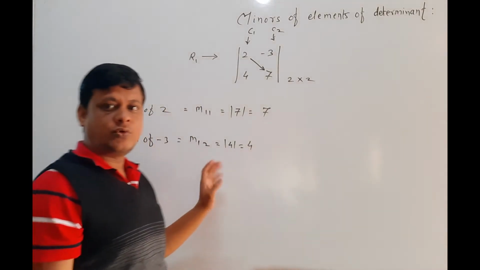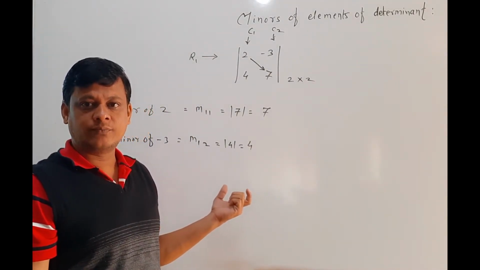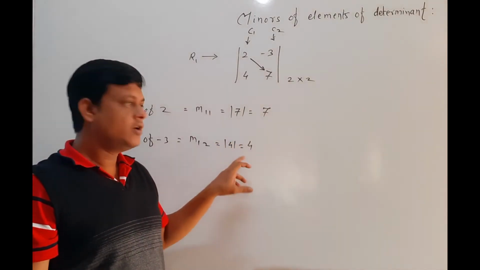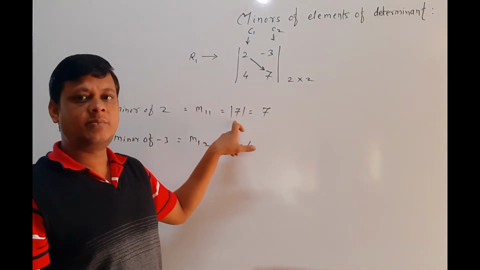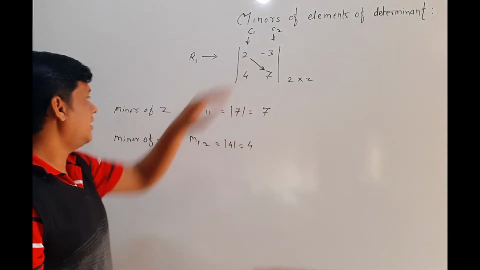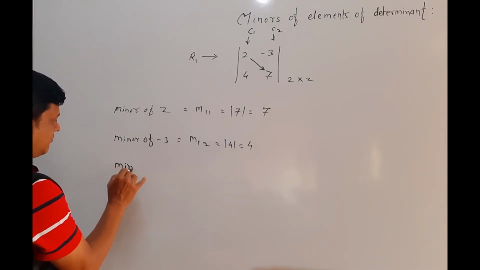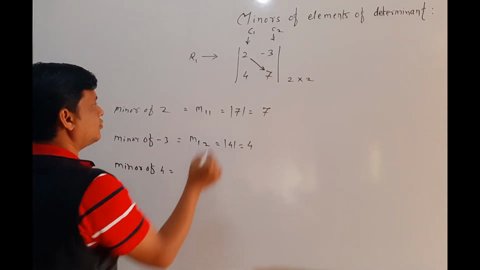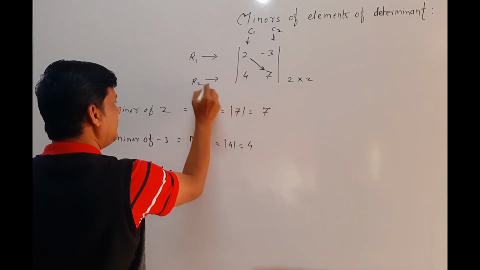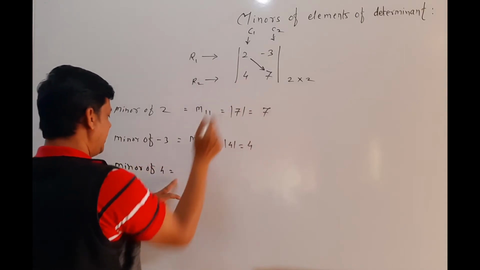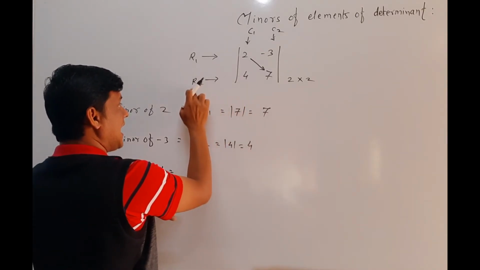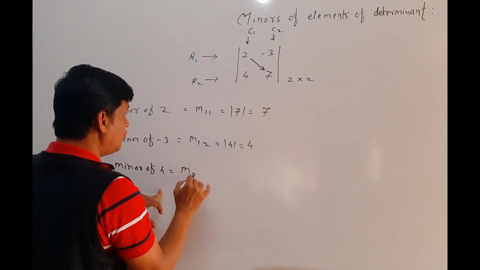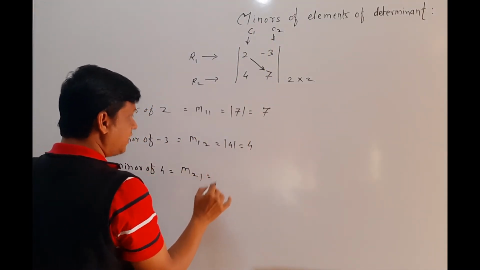So don't confuse the determinant with the absolute value. Here we consider this as a determinant, so the value present in the determinant we write as it is. Now see the next minor, the minor of this 4. Now this 4 lies in the second row and first column, so the position of this 4 is R2 and C1. That means we write M21 equals to.